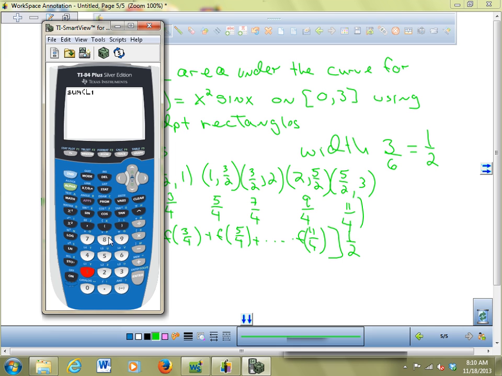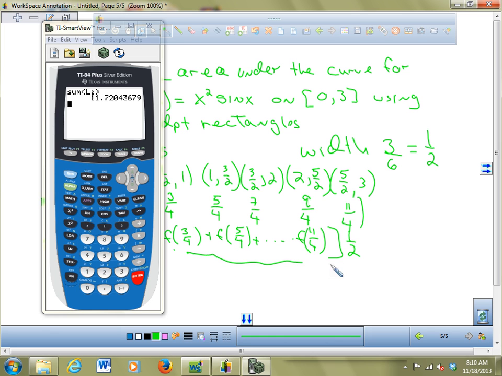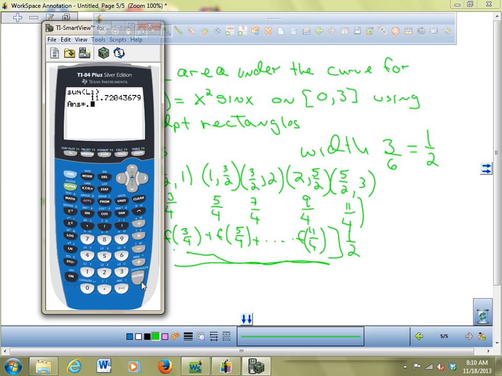Why list one? Why wouldn't you want list two? Sorry, you're right, it's list two. Second two. So that's the y values, the heights of each one of your rectangles. And I'm going to add all those up and then multiply. So what I just did is add up all these heights. And then I'm multiplying because of the distributive property, right? I can pull out that one half. So I take the sum of list two and times that by one half.